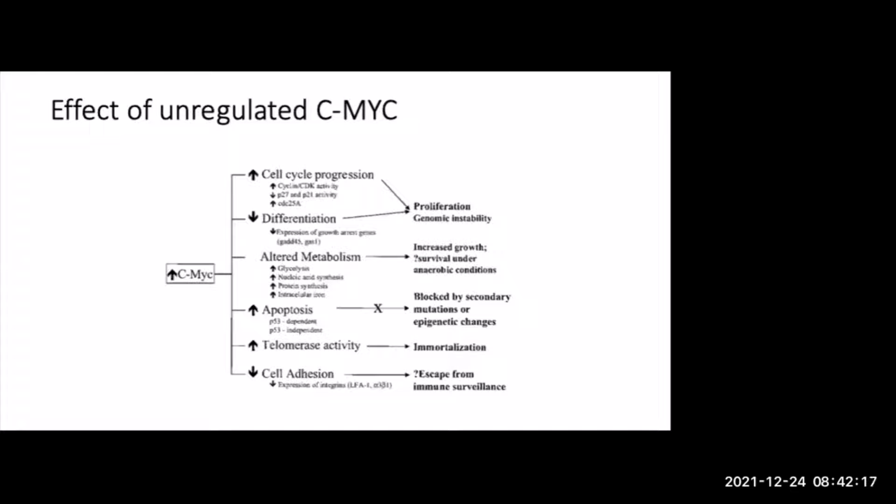There are multiple downstream actions of overactive c-MYC. This includes proliferation of cells, improved ability to survive in anaerobic conditions, immortalization of the cell by impaired apoptosis, and escape from immune surveillance. In addition to c-MYC, other mutations are identified in Burkitt's lymphoma which can contribute to the pathogenesis, such as TCF3 mutation, which is important for B cell differentiation.